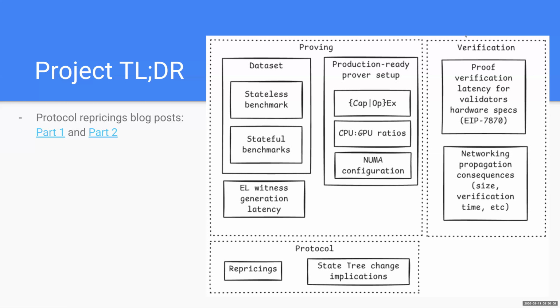But apart from proving, we also have to gain more understanding of proof verification and what the consequences of these proof verification latencies are on proof propagation within the network. So yeah, this project is basically around benchmarking everything that is relevant. We already touched on this a bit in two series of articles, mostly regarding proving and repricings. But yeah, project number 6 is basically about measuring everything that is relevant.